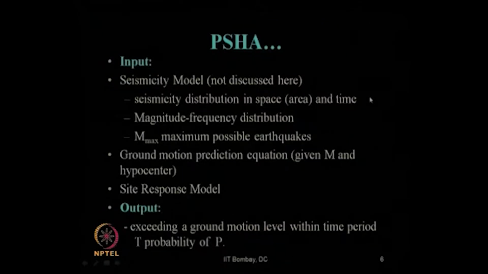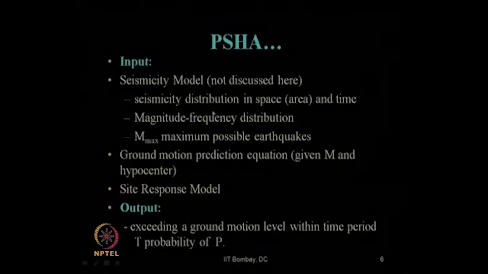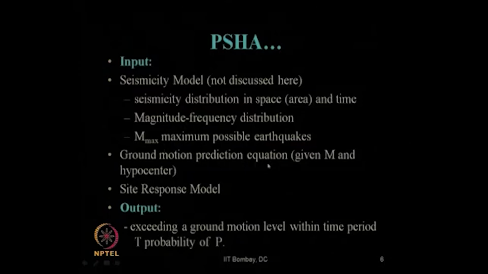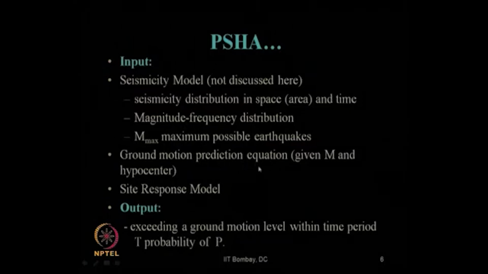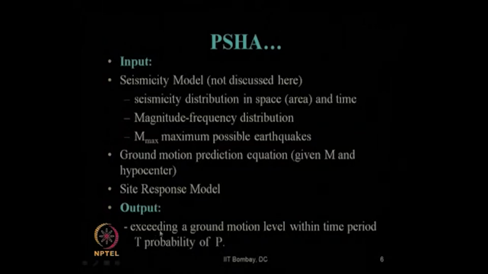In PSHA, we have already learned the input data: the seismicity model, then seismicity distribution in space and time, magnitude frequency distribution, M max, the maximum possible earthquake, ground motion prediction equations or GMPEs, which are nothing but attenuation relationships in terms of M and hypocenter, and the site response model. And finally, we get the output, that is, the event of exceeding a ground motion level within a time period of t with a probability of p.